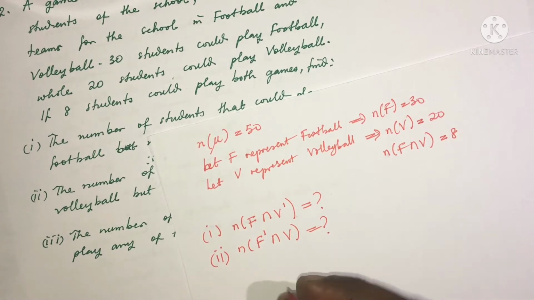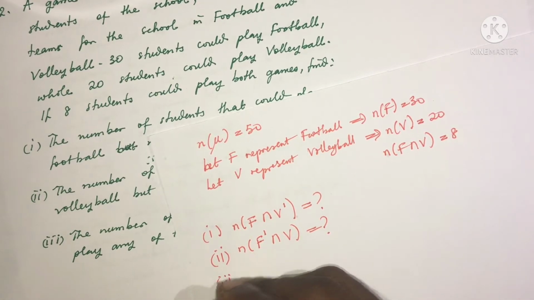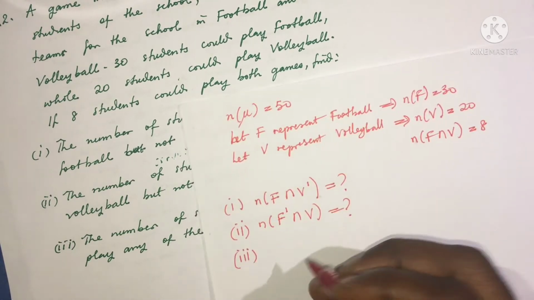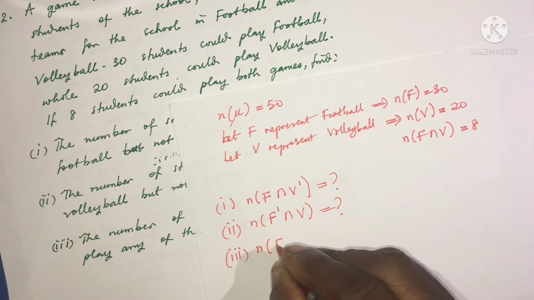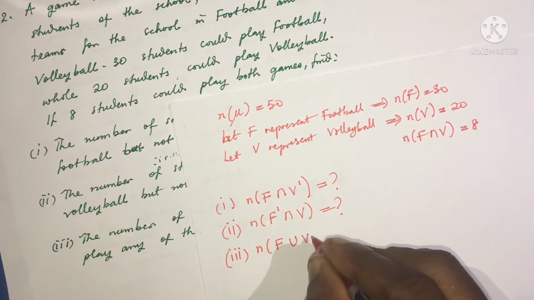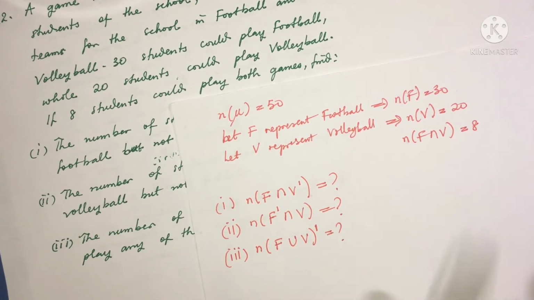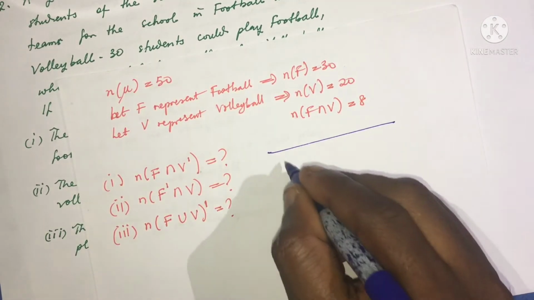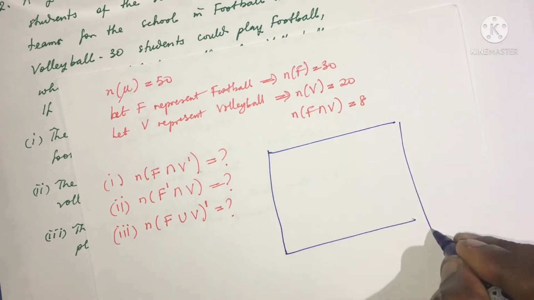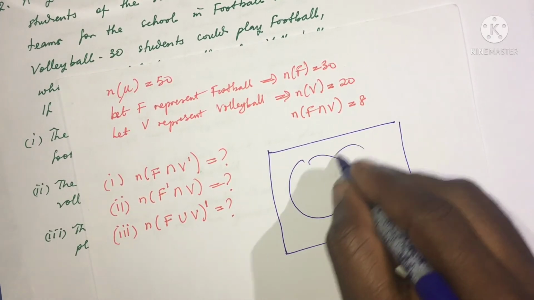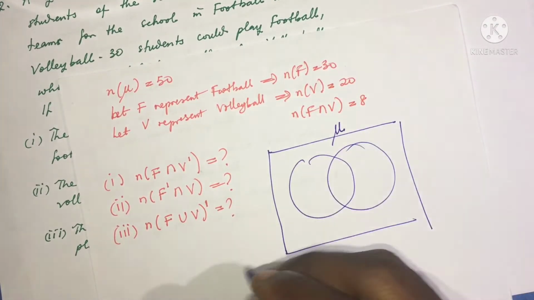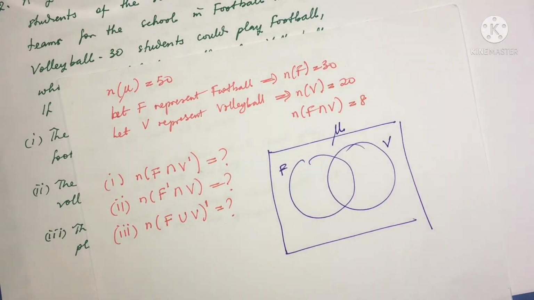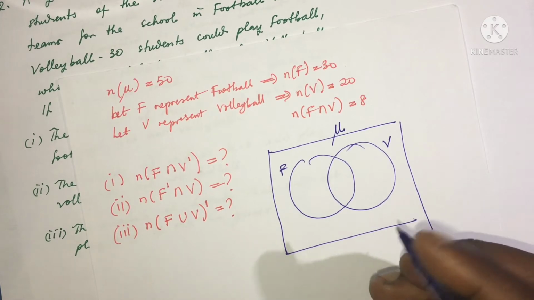not football. Then number 3, we are asked to find the number of students that could not play any of the two games. That is, we are asked to find n(F ∪ V)'. Okay, now by this side, I'm going to put a Venn diagram here to guide us. I always emphasize the use of Venn diagrams because it is a very useful tool that guides you in solving your problems easily.